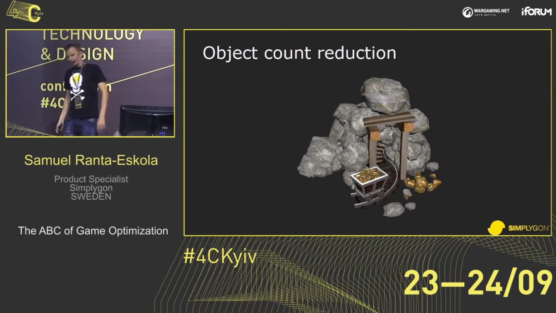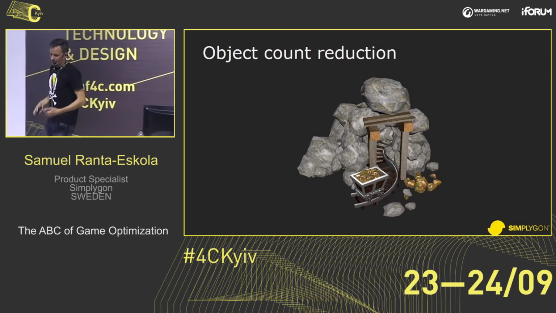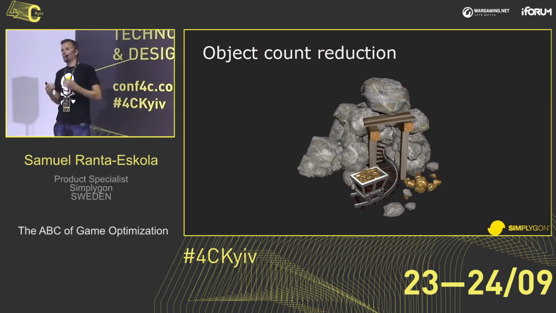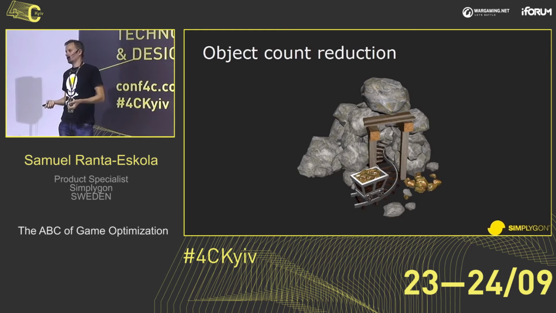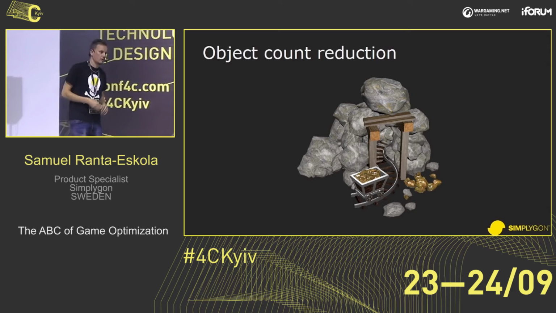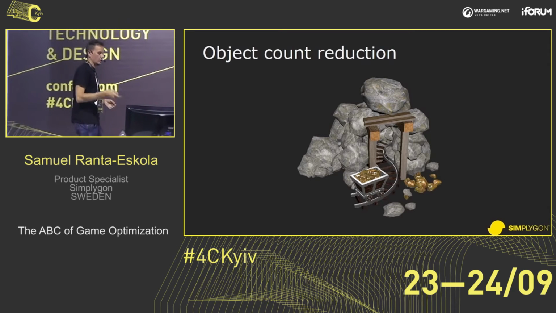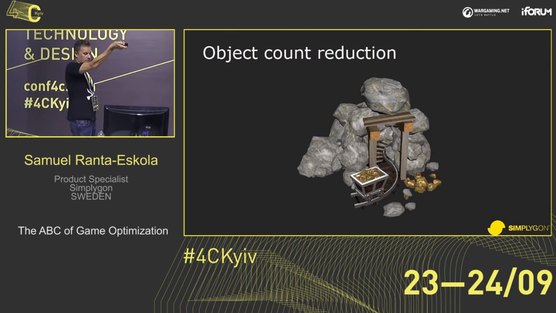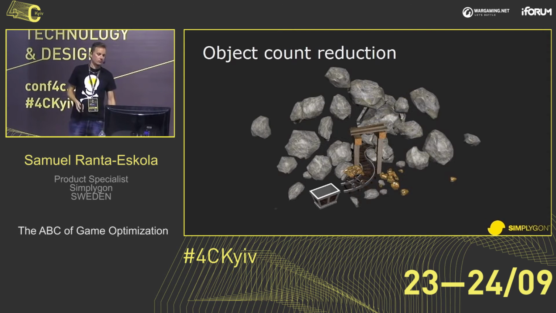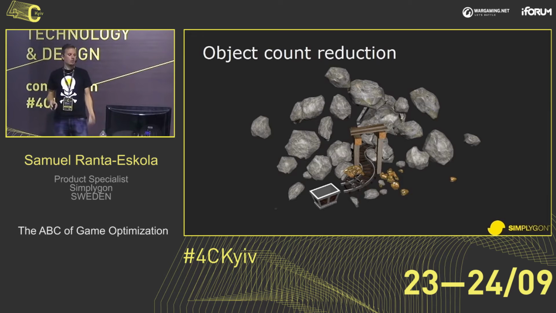Now, object count reduction. As I said, the basic rule is that one object will cost 1 draw call. There are techniques to solve this in code, but if we're applying that method, we're looking at this gold mine. This gold mine consists of a lot of different rocks and other types of objects. This is going to be quite a few draw calls if we draw that one. This is a Turbosquid asset. I think it's about 110 draw calls or something like that.